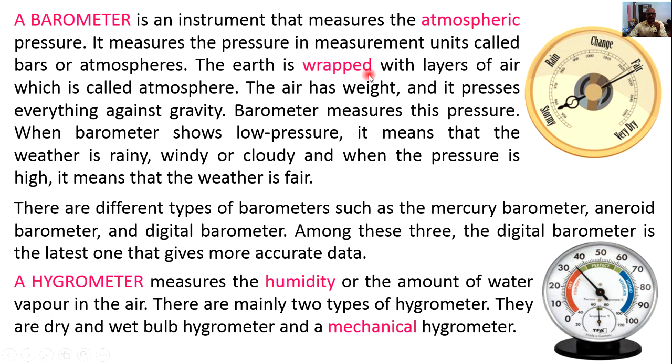The earth is wrapped with layers of air, which is called the atmosphere. The air has weight and it presses everything against gravity. Barometers measure this pressure. When the barometer shows low pressure, it means that the weather is rainy, windy or cloudy. When the pressure is high, it means that the weather is fair.